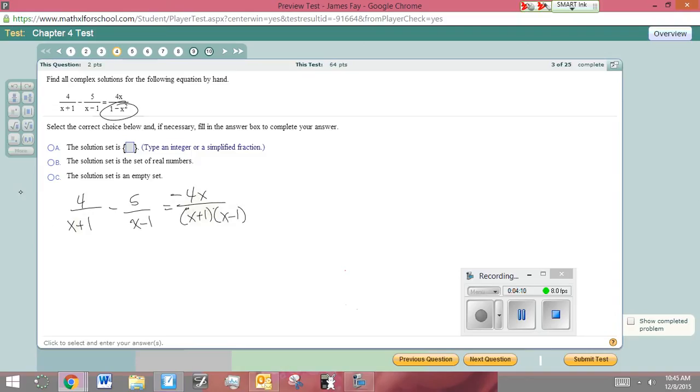Okay, and we'll multiply everything by x plus 1, x minus 1. Cancel, cancel, and it leaves me 4x minus 4. Cancel, cancel, and it leaves me minus 5 times the quantity x plus 1. People are messing that up right there because there's a negative sign there that we need to distribute through, and this gives me then negative 4x. So you get 4x minus 4 minus 5x minus 5 equals negative 4x.